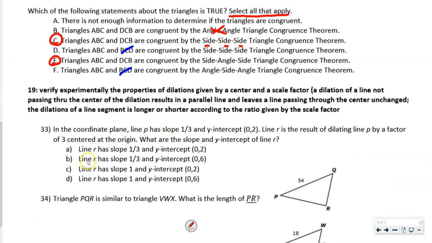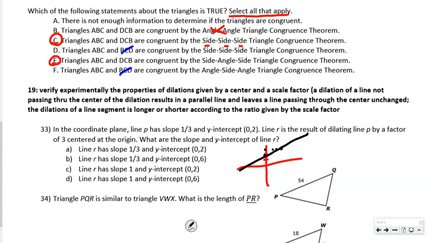All right. This one, 33, says in the coordinate plane, line P has a slope of 1/3 and a y-intercept. So if we were to draw this, we have a (0, 2) point right here, right? That's where it's intersecting the y-axis, and then it has a slope of 1/3. So you go up 1, over 1, 2, 3. So this would be our other point, and this would be kind of like the line.